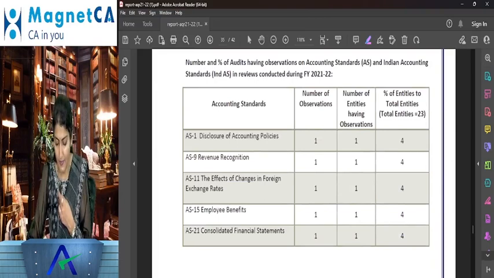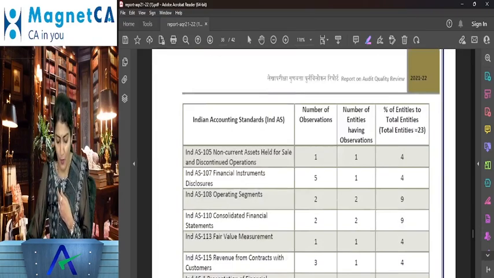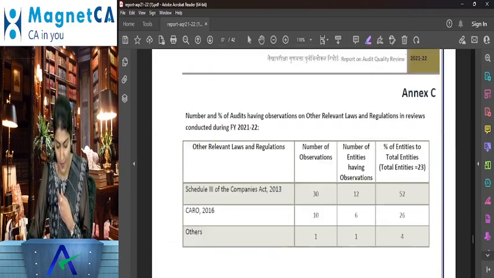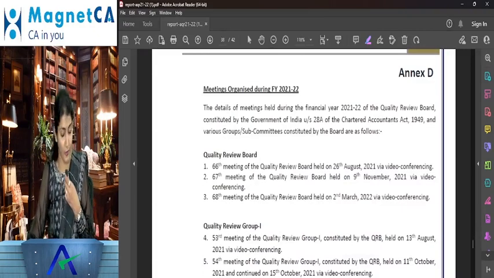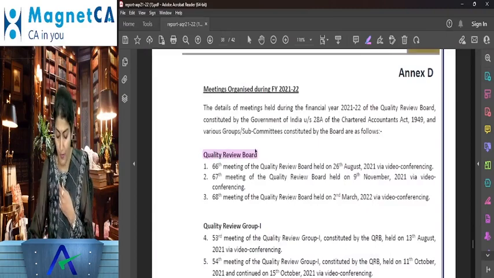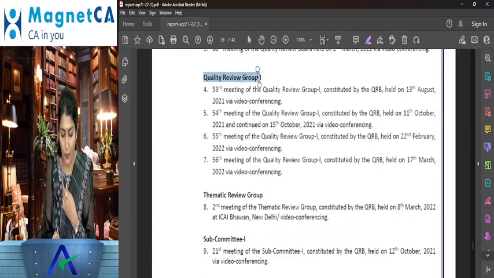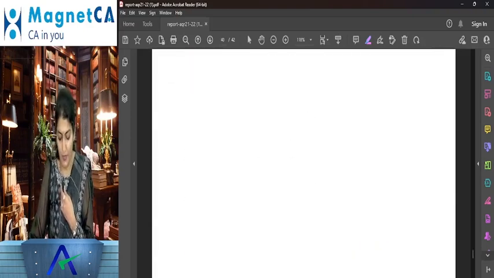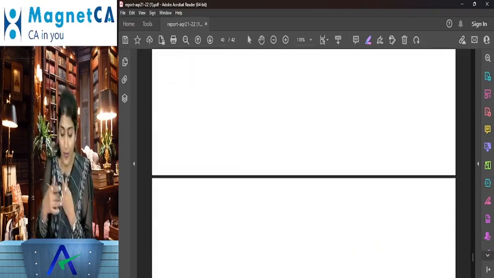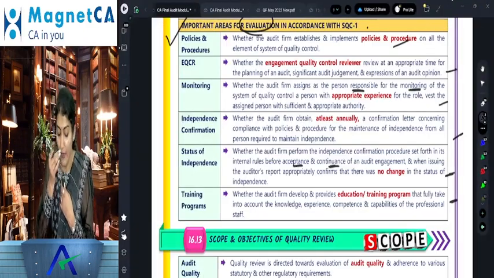Then after that, the accounting standards, right? So the number of entities having the observation. Then the Ind AS, right? Then the other laws and regulations. And then the meetings conducted of the quality review board. Then under the quality review board, they could also have the quality review groups, right? And then the important terms being used over there. Right, so this is where we talk about the quality review.